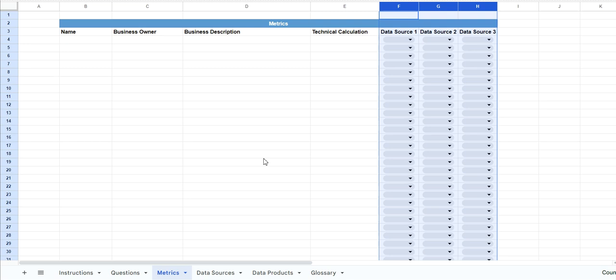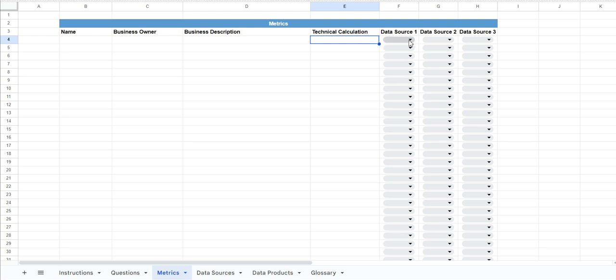Metrics is just a simple list of metrics. Give them a name. Make sure they have a business owner who really is the authority on the metric. A business description will help everyone come back days, weeks, or months later and remember exactly what this metric is supposed to be describing. And then technical calculation, this could be pseudocode or a description, just some way of helping whoever's going to implement this metric understand how it should be calculated.